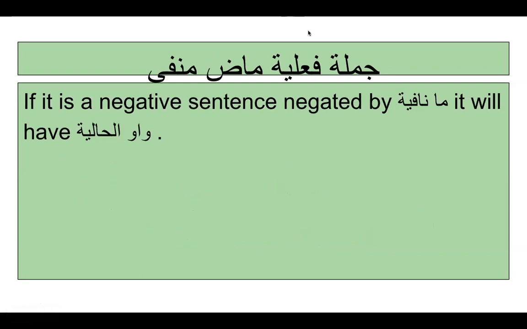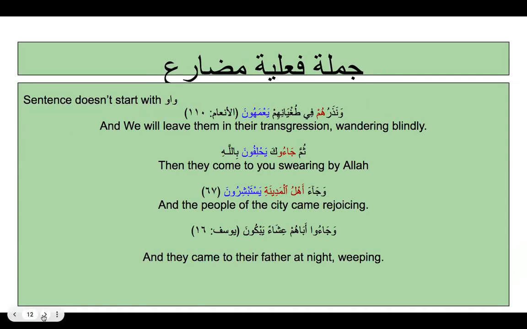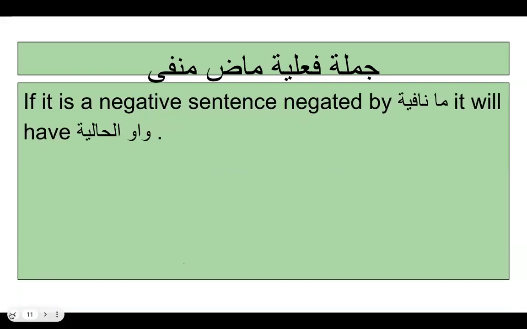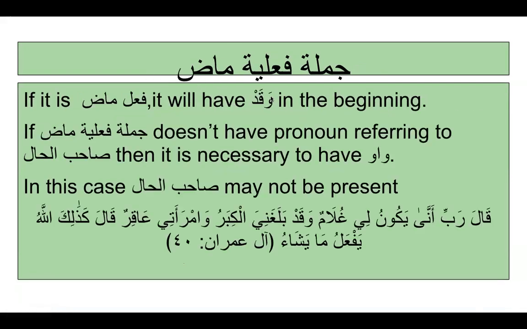So if it is a negative sentence beginning with ma, you will see waw haliya in that sentence, and I do not have an example. Maybe by next session I will send you some examples, inshallah. So if it is jumla failure madin, it will start with qad or waqad, or waw and qad together. Either it will begin with qad or waqad. It can have waw plus qad or qad alone.